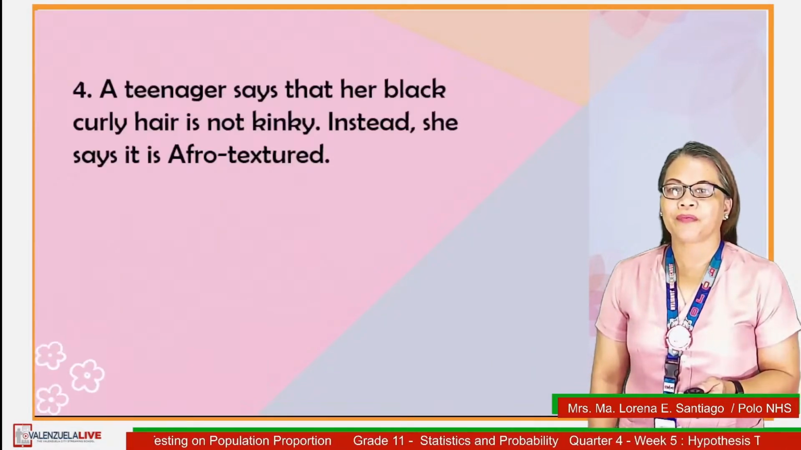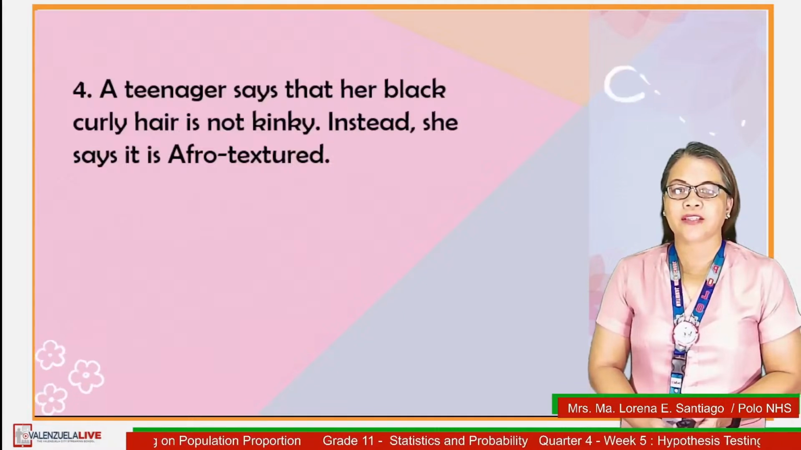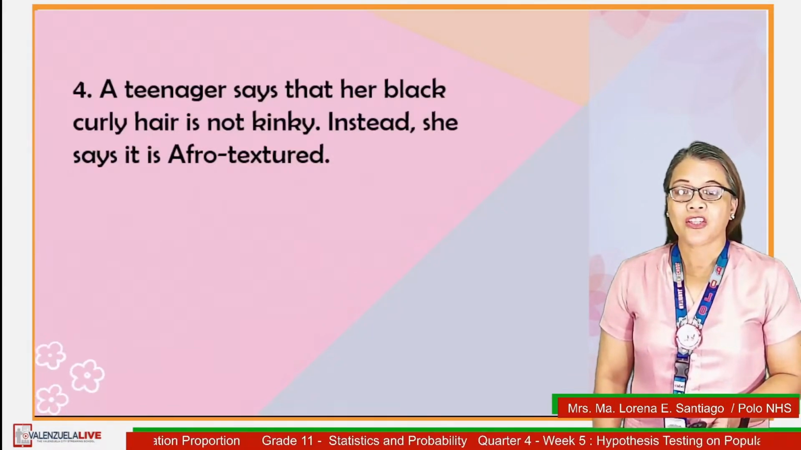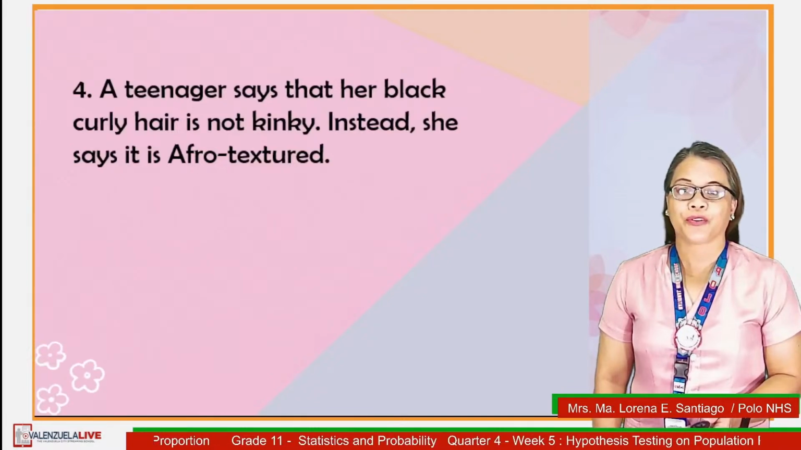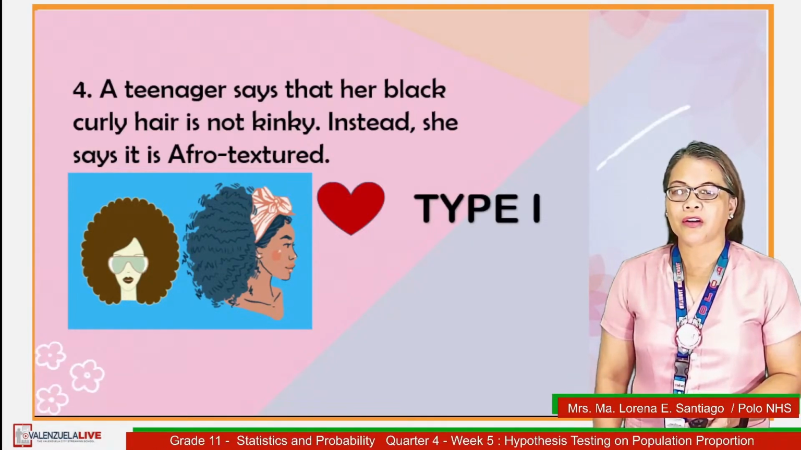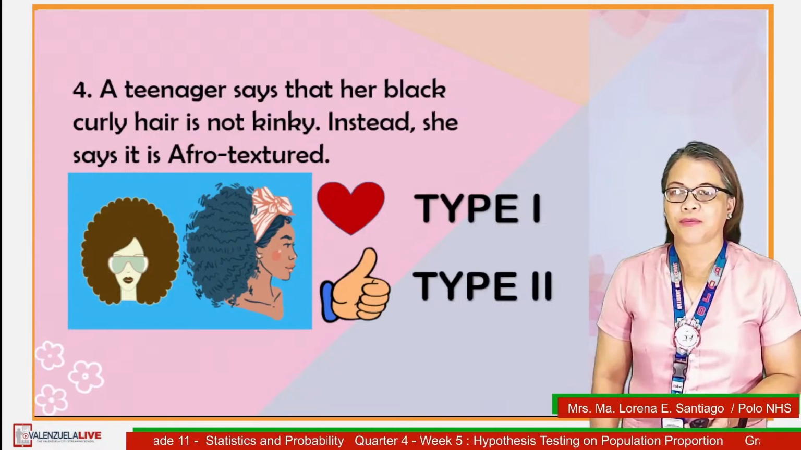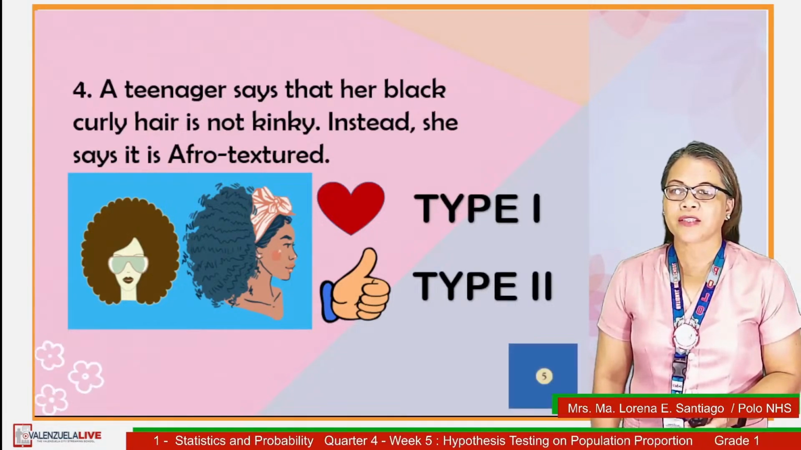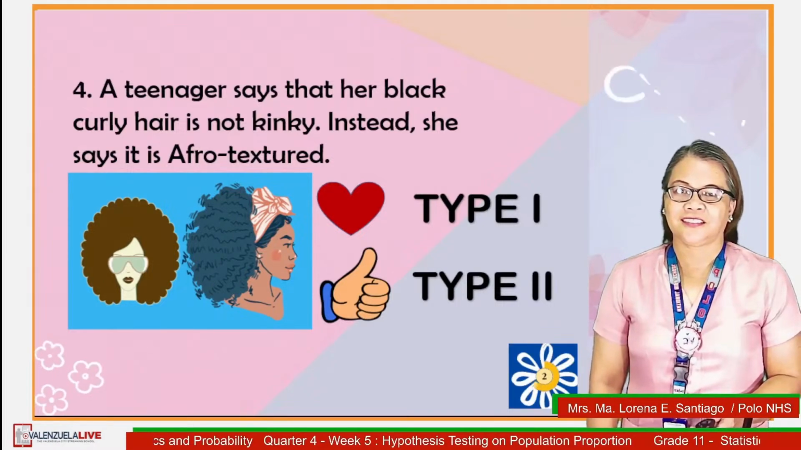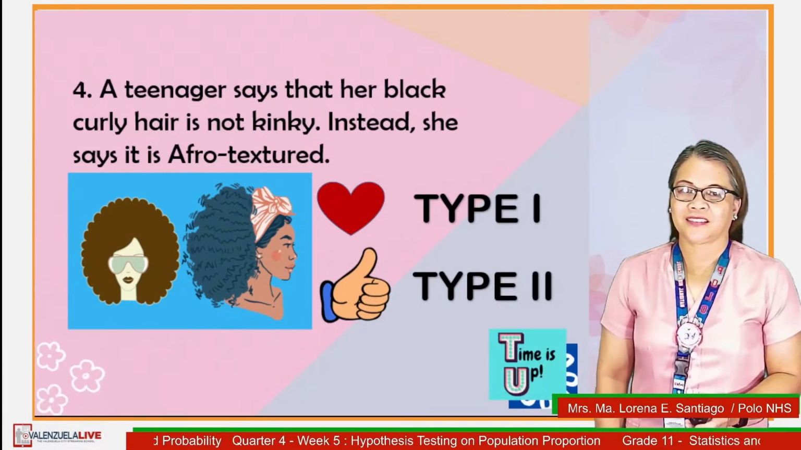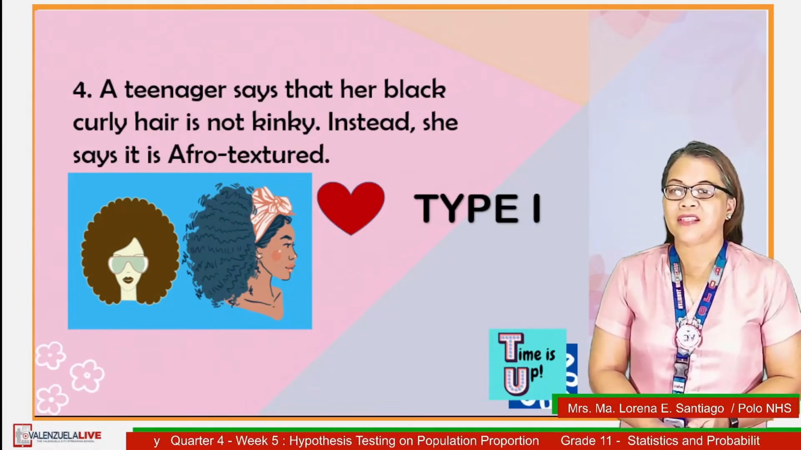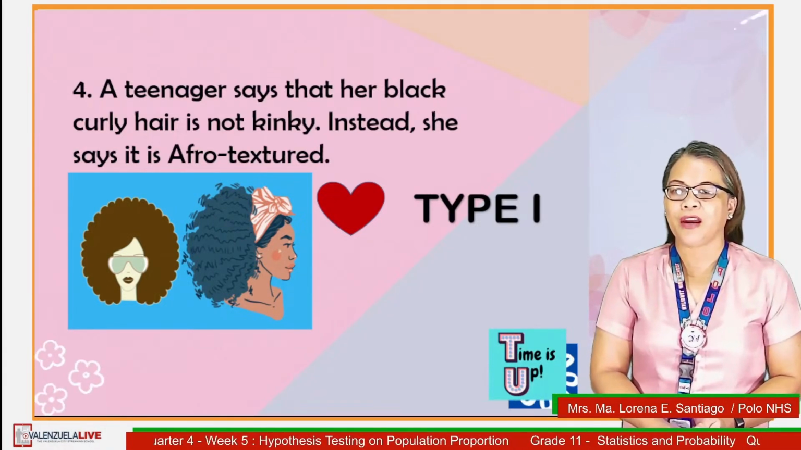Let us have number 4. A teenager says that her black curly hair is not kinky. Instead, she says it's afro-textured. React hard if it's a type 1 error, or react like if it's a type 2 error. Timer starts now. Time is up. The correct answer is yes, it's a type 1 error.